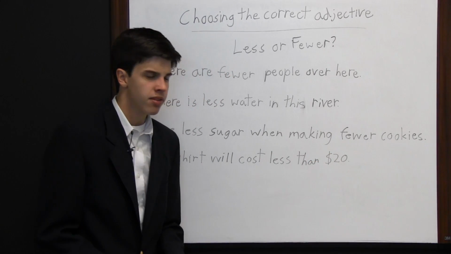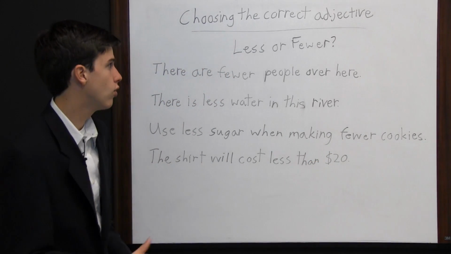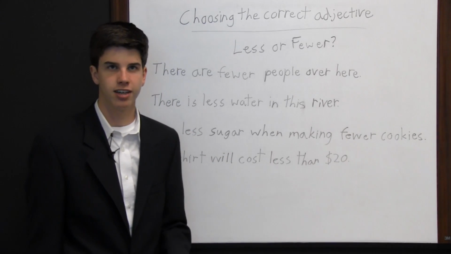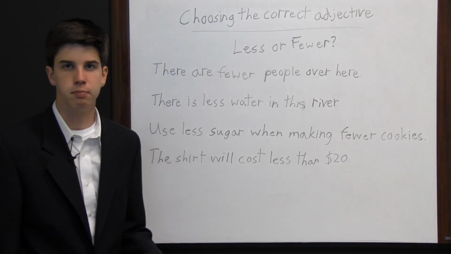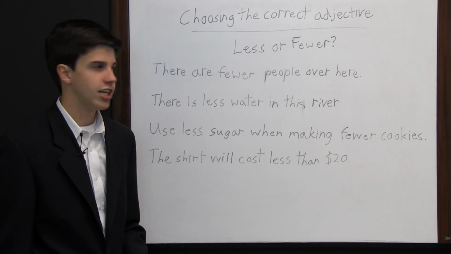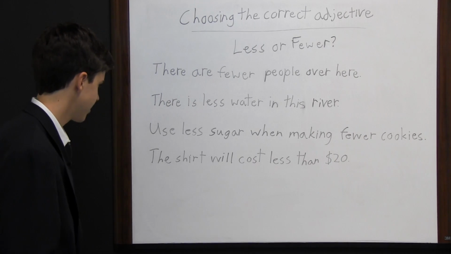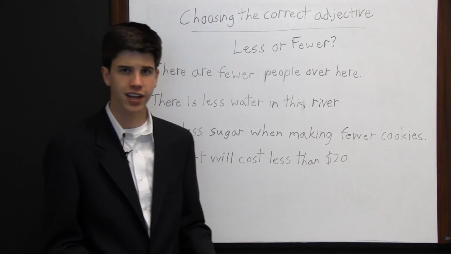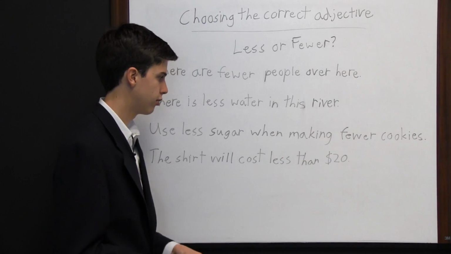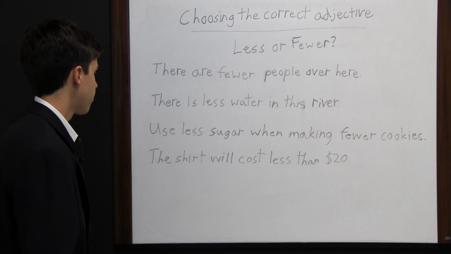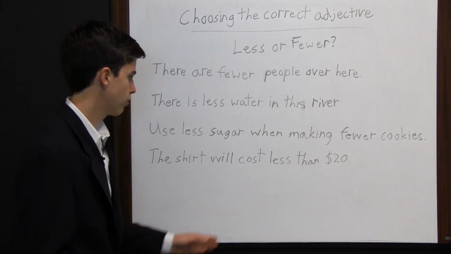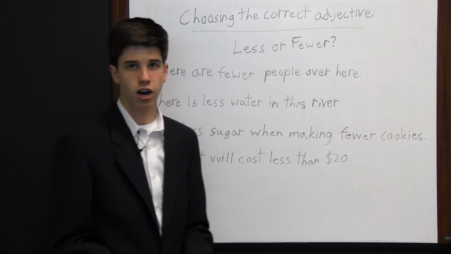Now finally, there is a case which makes this whole case kind of more confusing. When you're talking about something that contains a number, when you're talking about numerical things, you use the adjective less. So this sentence says the shirt will cost less than $20. Now you may think that dollars is something that's very countable. It is, but to be grammatically correct, you use the adjective less. This shirt will cost less than $20.